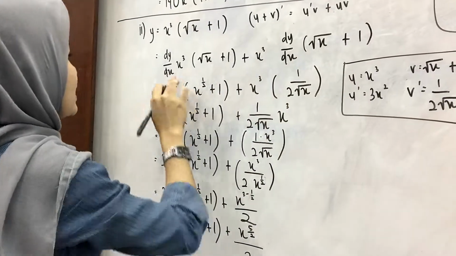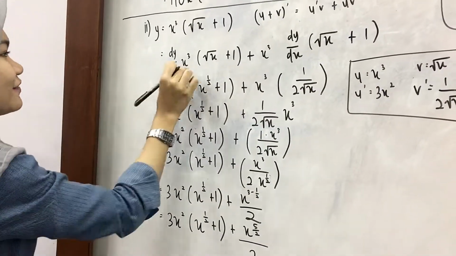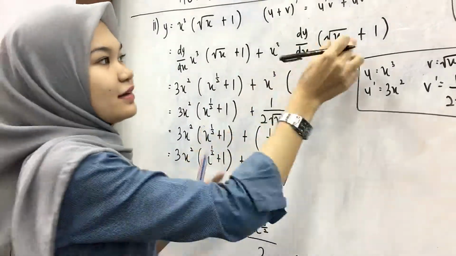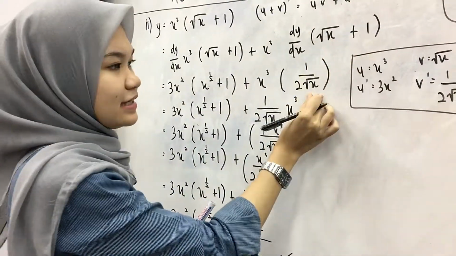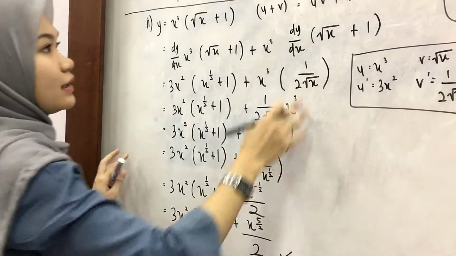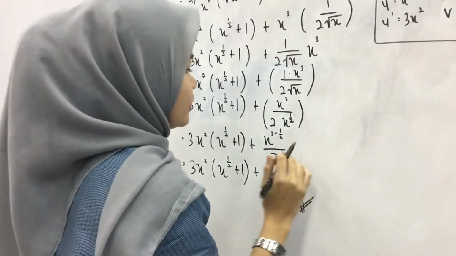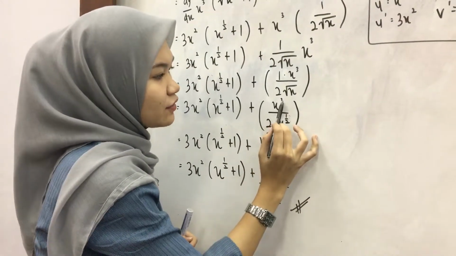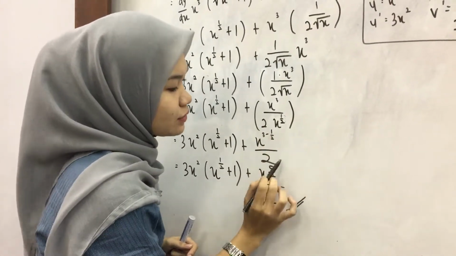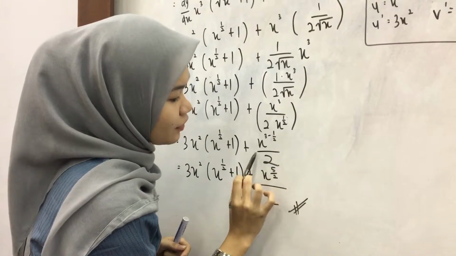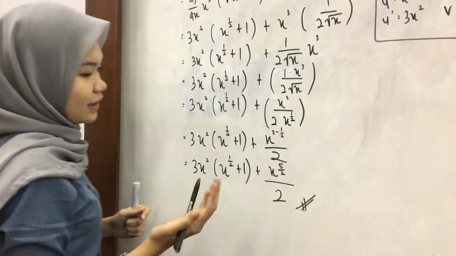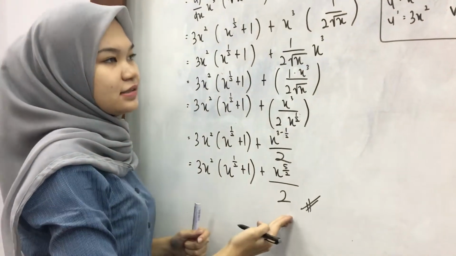Firstly I derive u and I get 3x to the power of 2, and I write it back. Next I derive this and I get this, and I calculate like usual. For this part I just use algebra, x to the power of 3 minus 1 over 2, and then I get x to the power of 5 over 2, and this is my final answer.